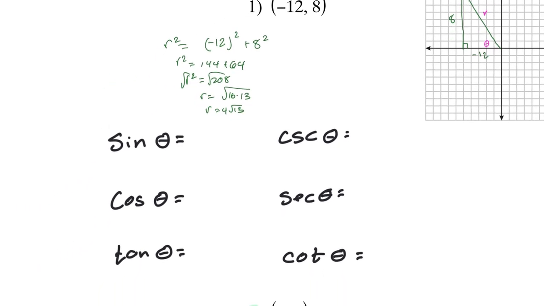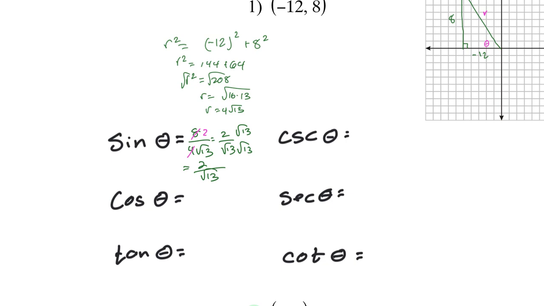So again, sine is y over r. So y over r is 8 over 4 square root of 13. I can simplify here by 4. So this is a 2, the 4 cancels out down here. So I get 2 over square root of 13. And then I can just rationalize here by multiplying by the square root of 13 on numerator and denominator.